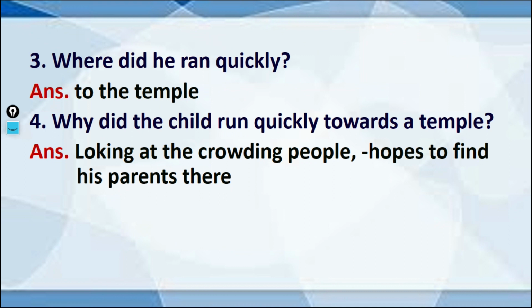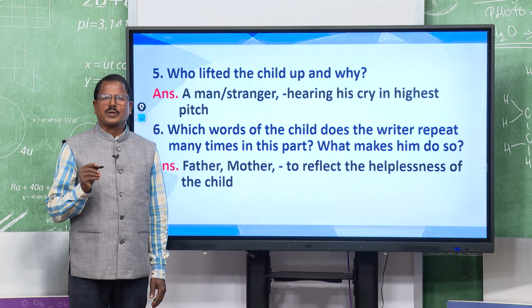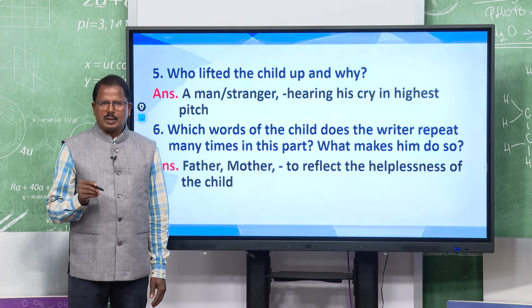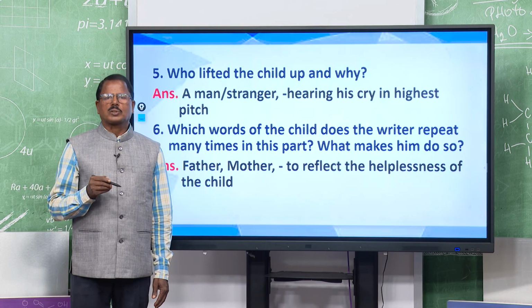Number 5, who lifted the child off and why? A man, a stranger. The child did not know that man, and he heard the cry of the child. So, hearing his cry in the highest pitch, a very kind man, the man was very kind, he was very helpful. So, he went to the child and he tried his best to lead the child off.